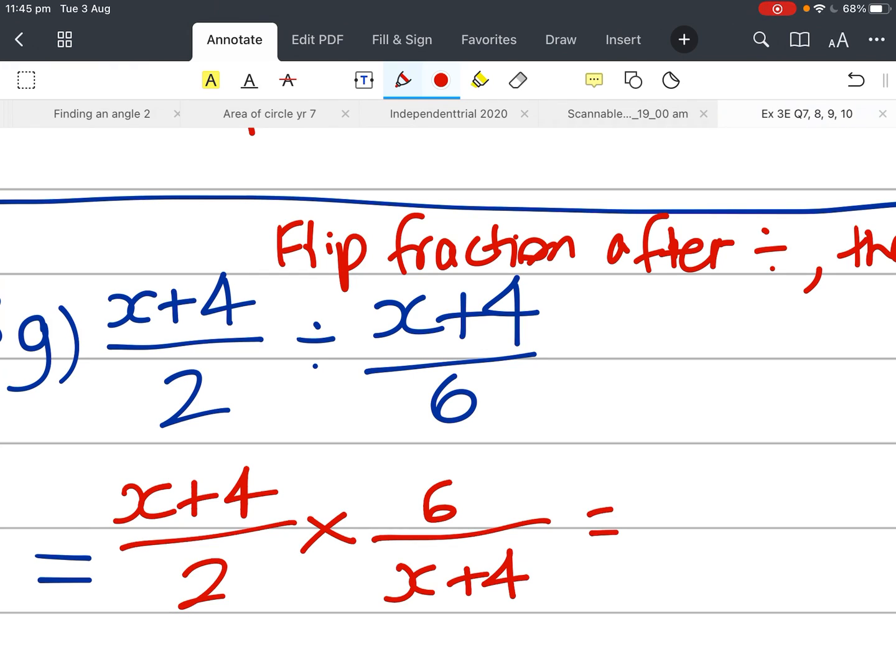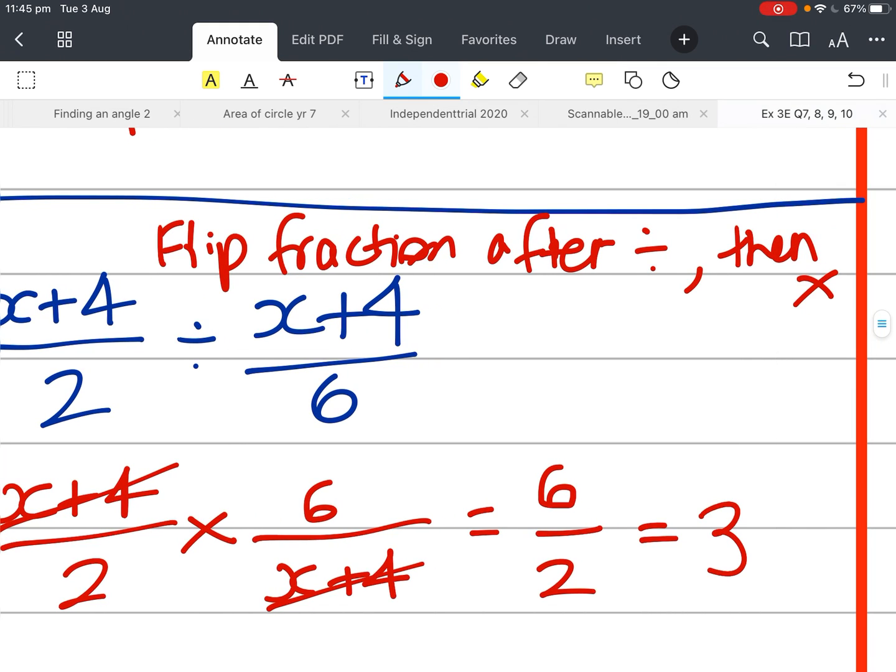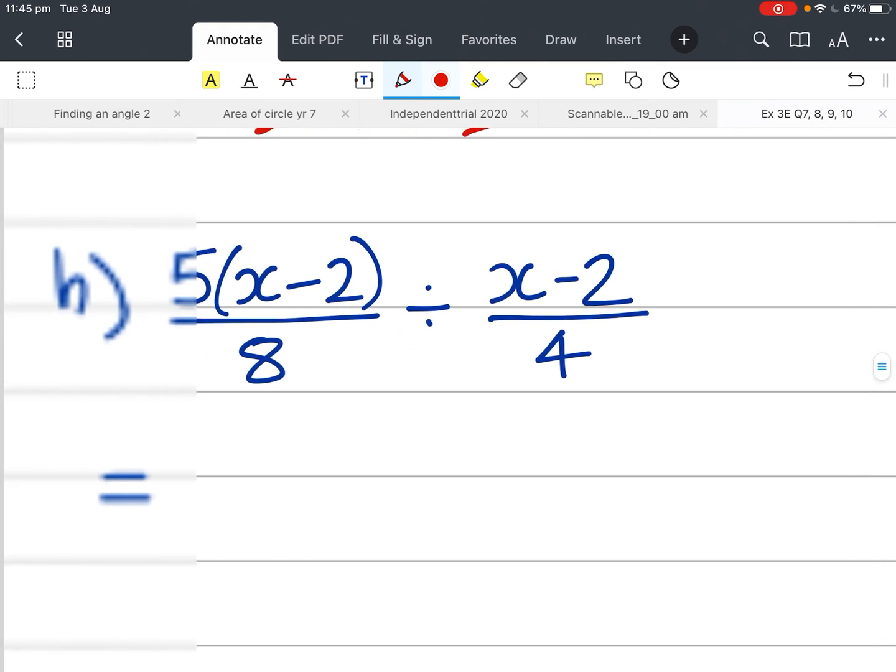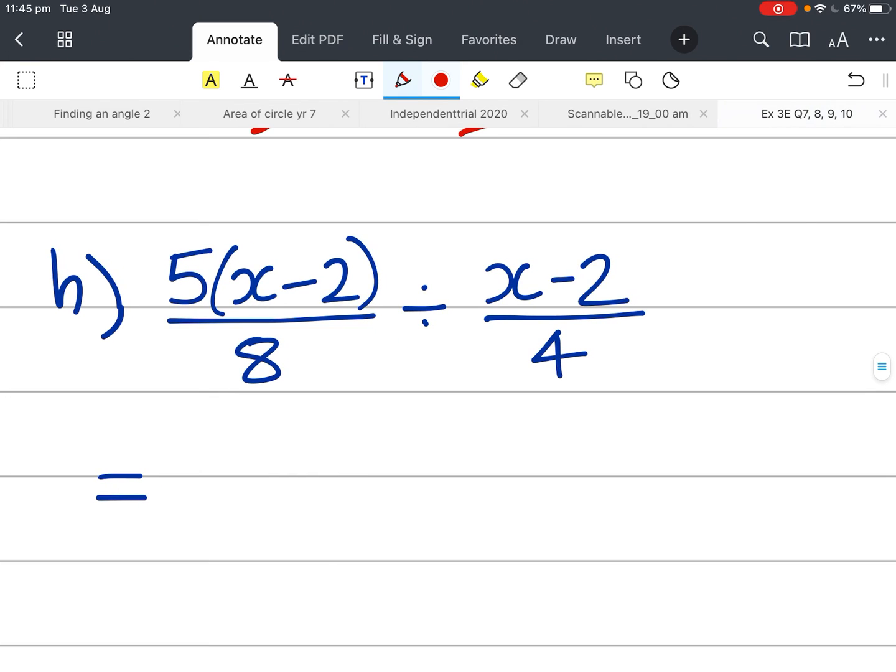Okay, what's the same on the top and the bottom? x plus 4 looks the same to me. Let's get rid of them. Now we've got a 2 and a 6. So if I rewrite that, I've got a 6 on top. I have a 2 on the bottom. How many 2s fit in 6? Hopefully you said 3. Next one. I'll give you a minute. Pause the video. Can you please flip that second fraction for me?